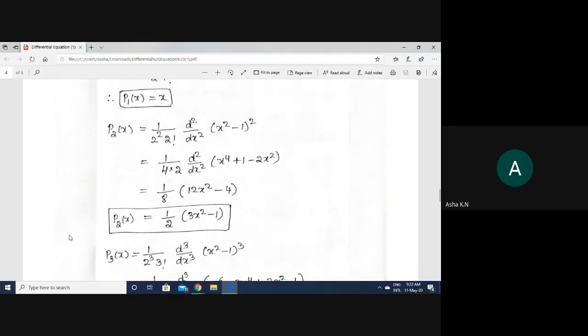Similarly, P3 of x is, see, wherever n is there in Rodrigue's formula, I have taken 3. Everywhere: 2 power n, n factorial, d power n by dx power n, x square minus 1 whole power n. I am telling the original formula, and wherever I say n, we have taken 3. I am saying n because maybe you will remember the formula if we say it again and again. Okay, so this is the formula. Now a minus b whole cube expansion.